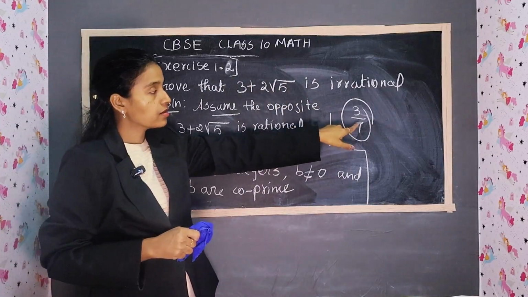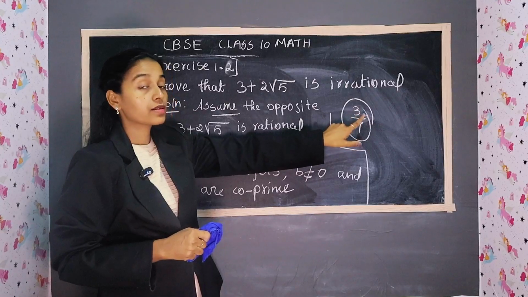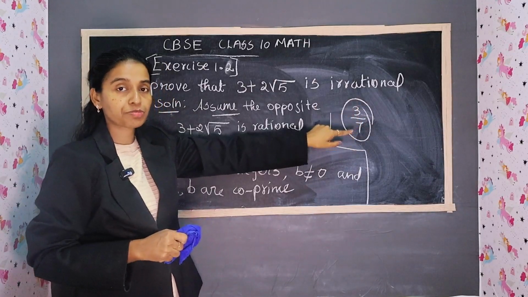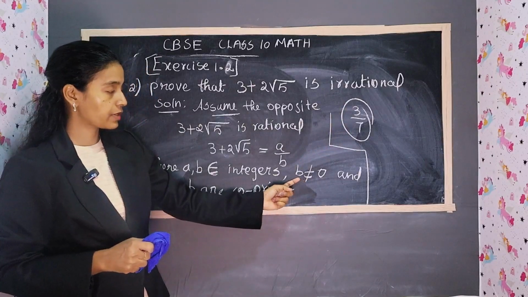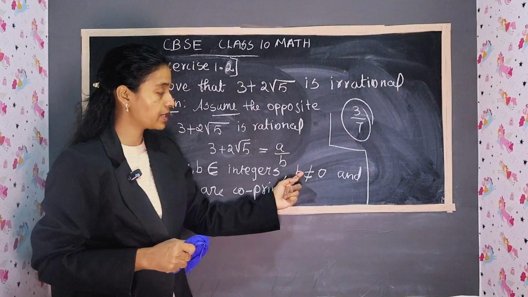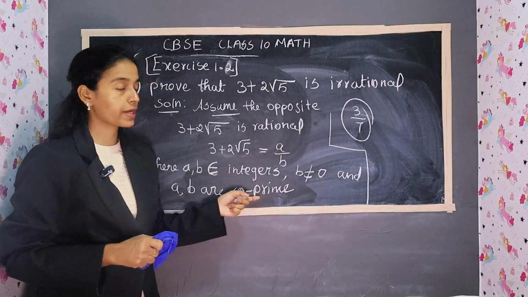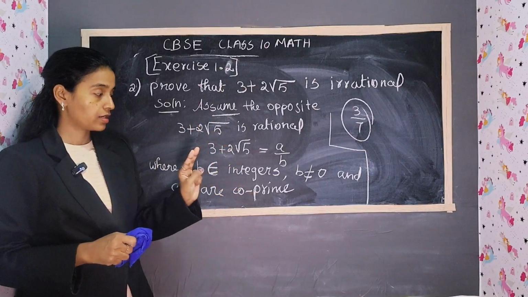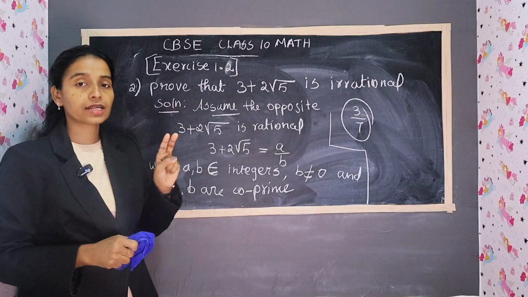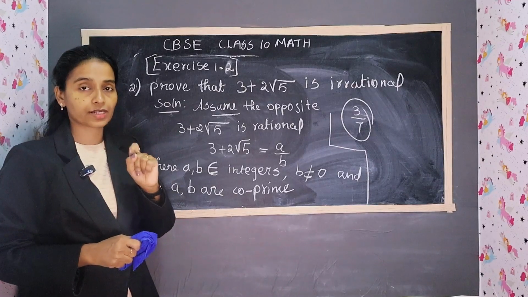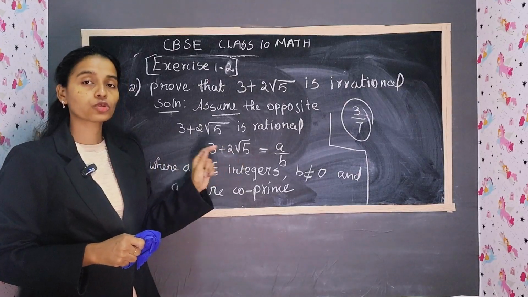So, this denominator should not be 0. That's why I'm writing B is not equal to 0. But A and B are co-prime. What is co-prime? Co-prime means if two numbers have exactly only one as a common factor, then those two numbers are co-prime.